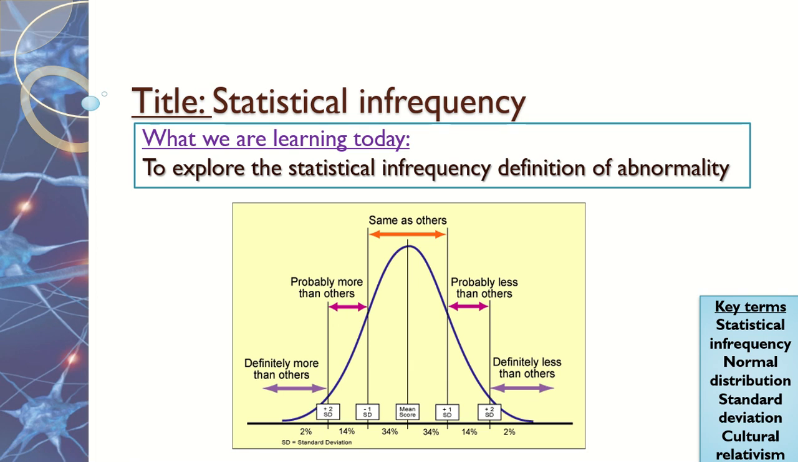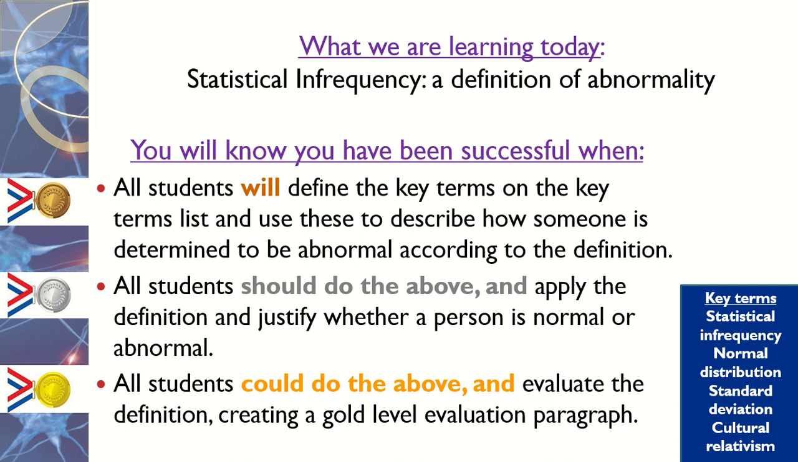Hi everyone, so today we're going to be looking at another definition of abnormality, which is statistical infrequency. So far we've already looked at deviation from social norms, and today this will be our second definition. So we're going to be looking at defining the key terms in the key terms list on the right, and then applying this to different scenarios to see whether a person is normal or abnormal, and then finally thinking about the strengths and weaknesses of this definition in terms of whether it's useful or not in deciding whether someone is abnormal or not.